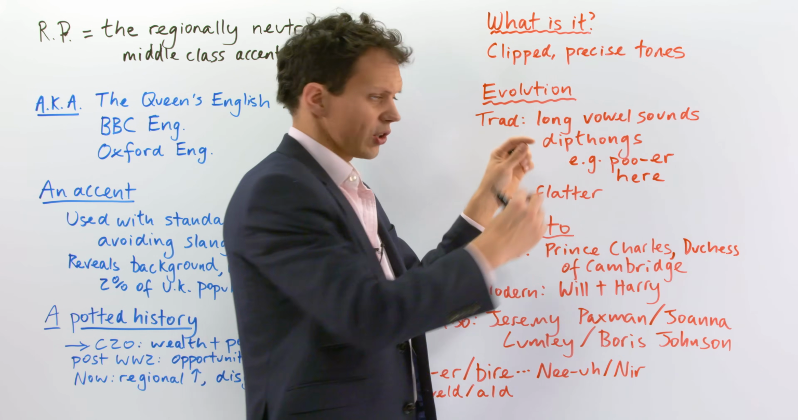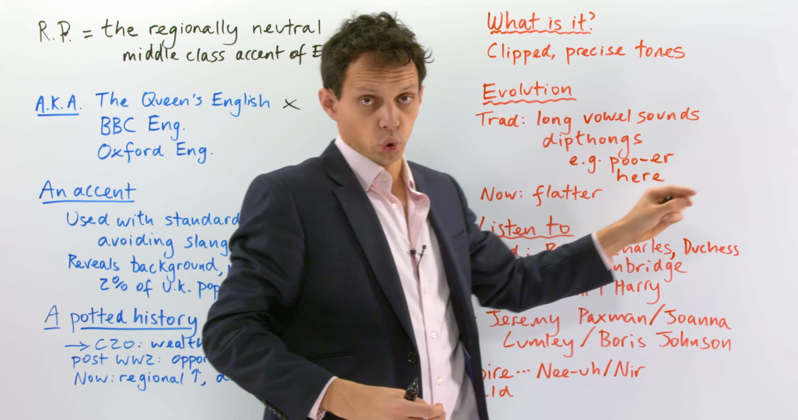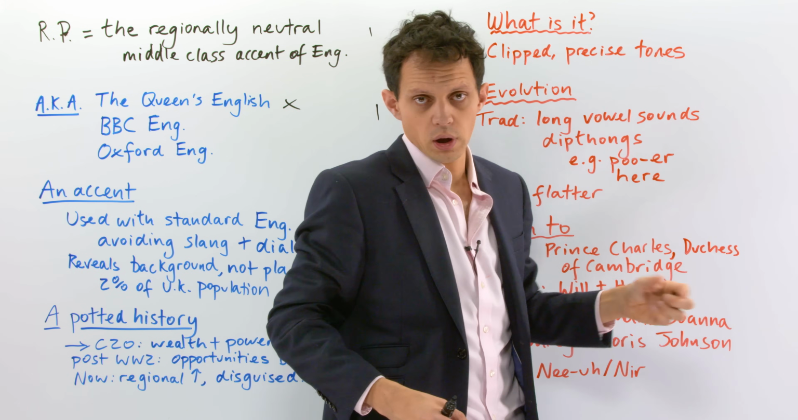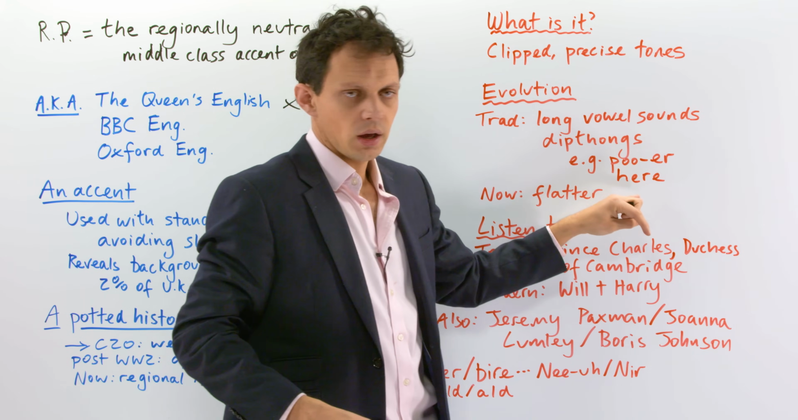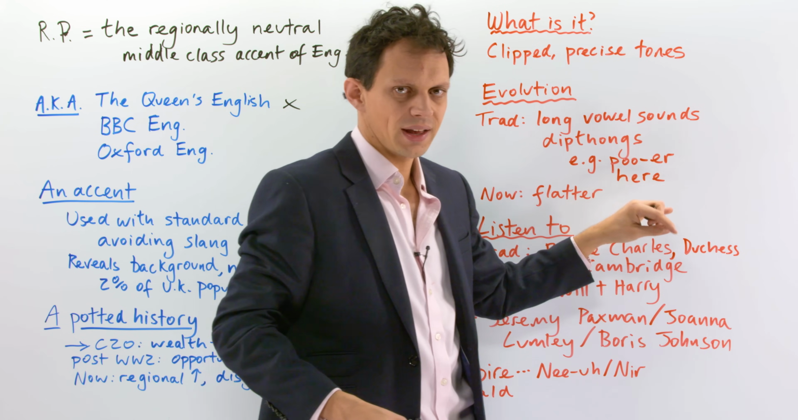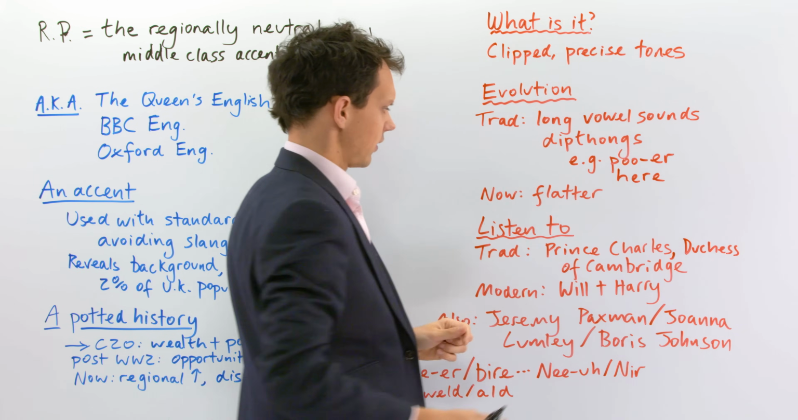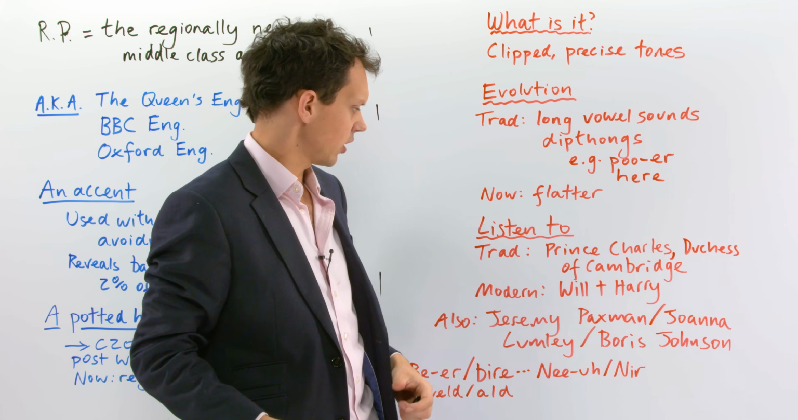So a diphthong, which is a double vowel sound, for example, poor, would now be pronounced with a shorter vowel, a poor person rather than the longer version. Come here rather than the drawn-out here. Okay, so these diphthongs are being shortened. It's now a flatter accent in its pronunciation.